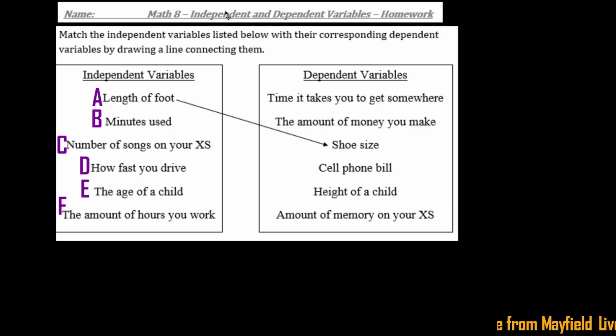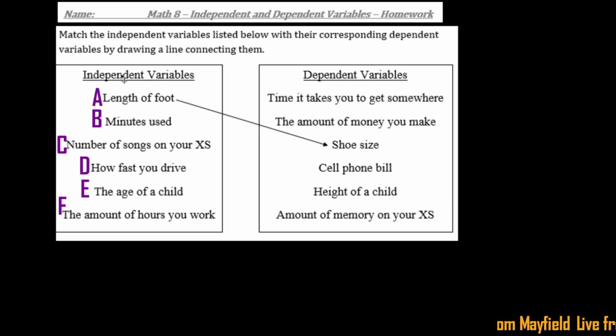In this video, we're talking about this independent versus dependent variables homework. It says match the independent variables listed below with their corresponding dependent variables by drawing a line to connect them. So again, you could draw the line so that way you make the pairs, or you could also write 1, 2, 3, 4, so on and so forth, or A, B, C, D. That way it's not as messy.